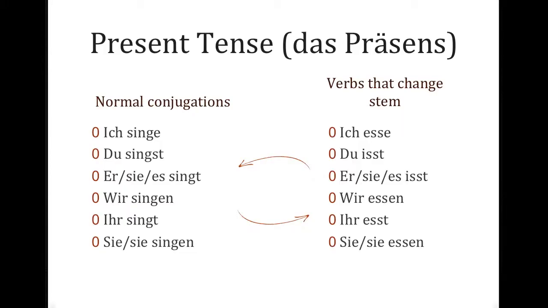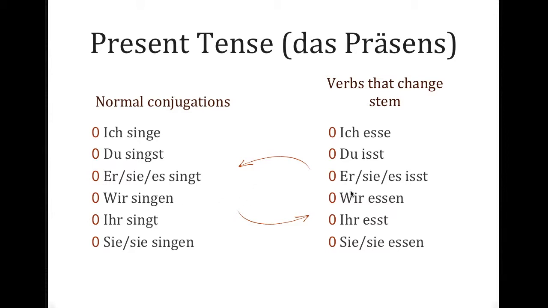So the first tense I'm going to talk about is present tense, das Präsens, and that's basically your normal tense, how you usually conjugate a verb in present tense. So most of the time you have normal conjugations of verbs. For example, I picked the verb singen, and you have ich singe, du singst, sie es singt, wir singen, ihr singt, sie singen.